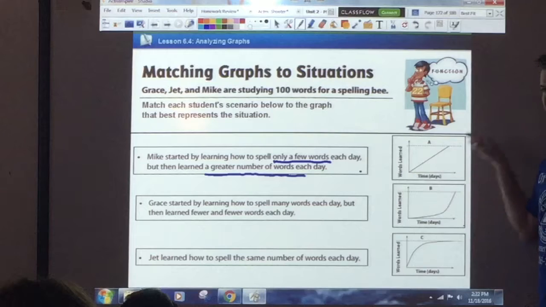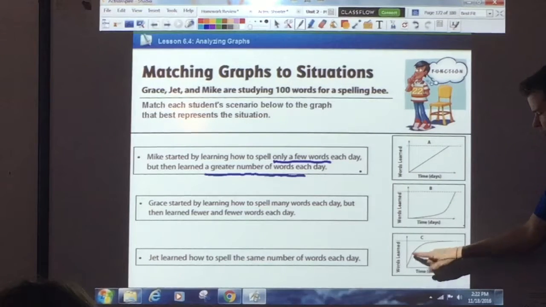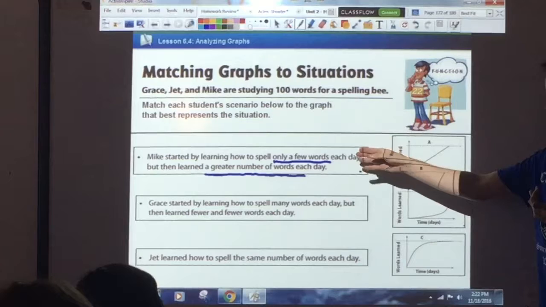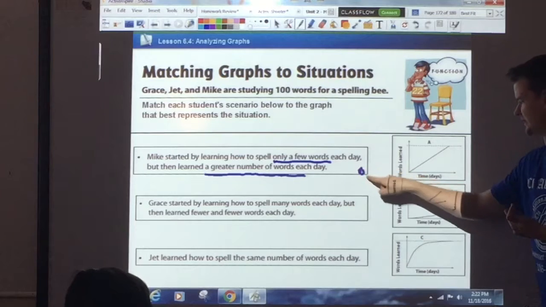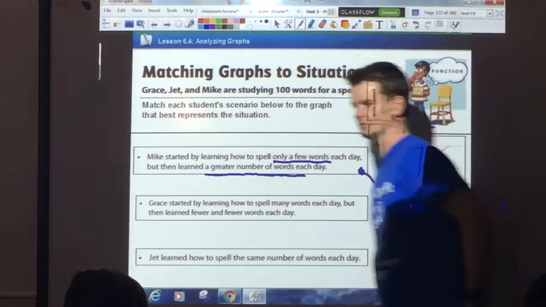Because A learned the same amount of words each day, so it's not A. If I go to C, it looks like there was a whole lot of words being learned, and then they learned less and less and less. So it's not going to be C. The only one that makes sense for Mike would be this one. Learned a few words each day, and then learned a greater number of words each day. That makes sense. That matches up. So Mike matches graph B.